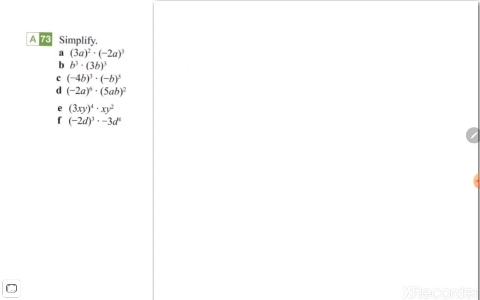Then exercise D. Inside the brackets minus 2a to the power of 6 multiplying with, inside the brackets, 5ab to the power of 2. Alright, so let me just look at the to the power of 6. We need to do the minus 2 to the power of 6 and the a to the power of 6. So minus 2 to the power of 6 is a positive number, and that's 64. And then a to the power of 6 is just a to the power of 6.